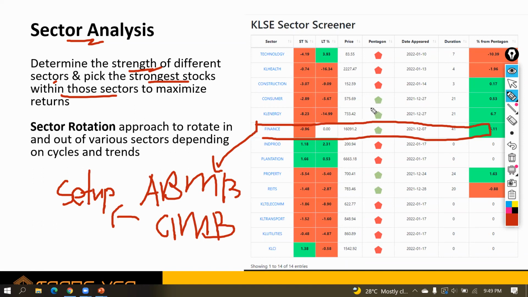Energy is the one that I kind of missed this round, because I didn't pay a lot of attention. But they are doing very nicely, with a green pentagon, 21 days with 6% as well. So this is why a sector is very important for me to at least monitor or look into.